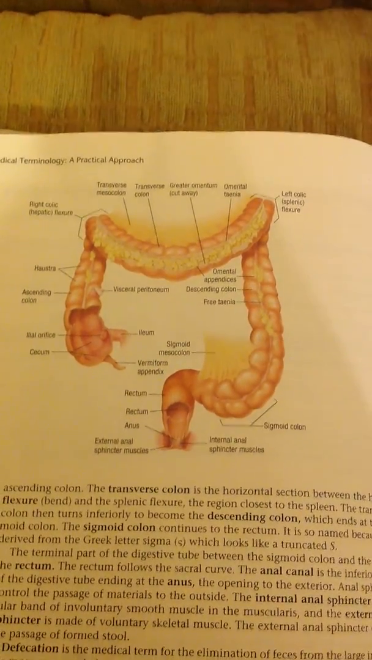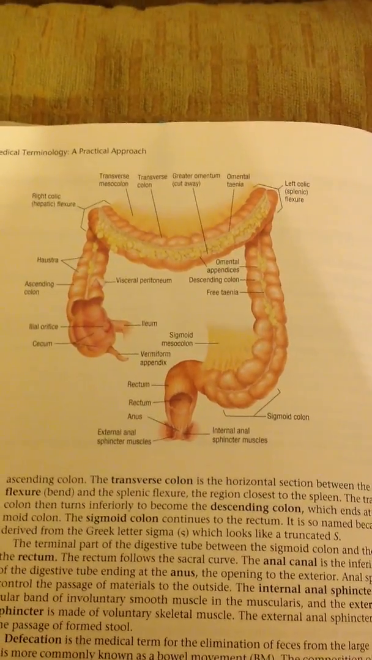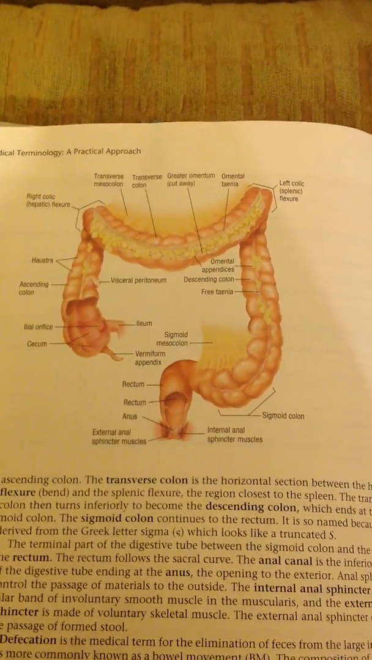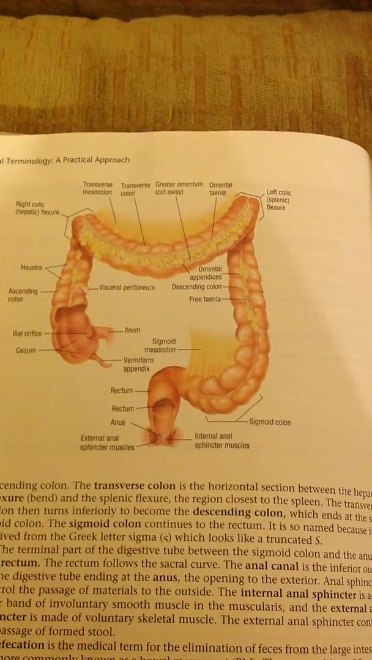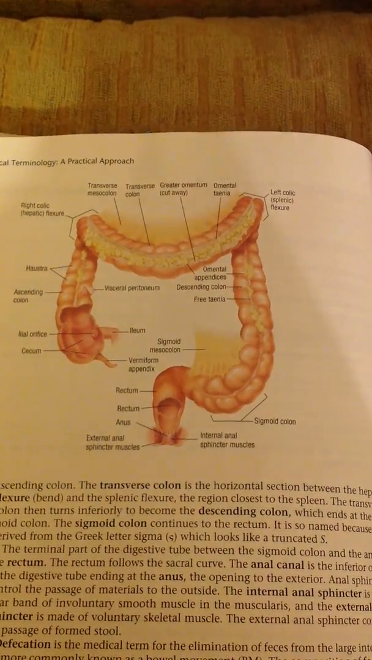Now the food has reached the rectum. Congratulations. The rectum is the section between the sigmoid and the anus. And absorption of the food takes place in the stomach, small intestine, and large intestine, where wastes are then defecated.